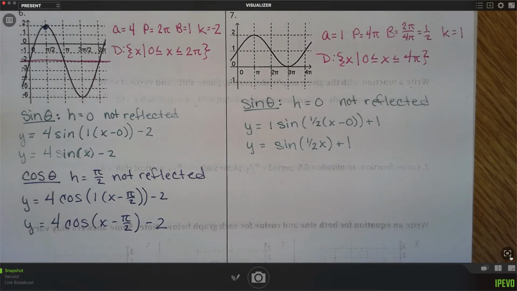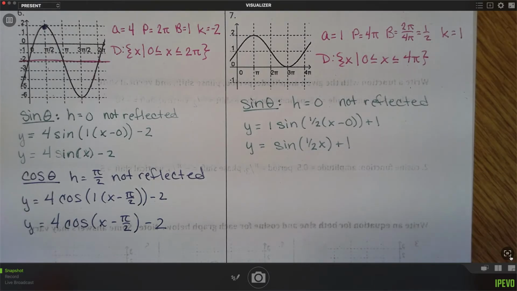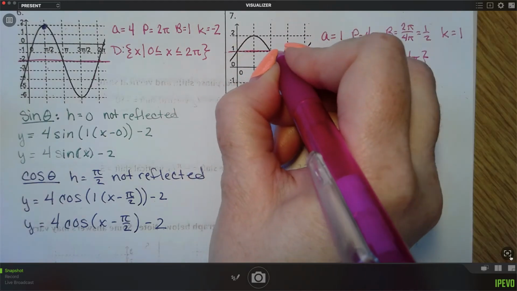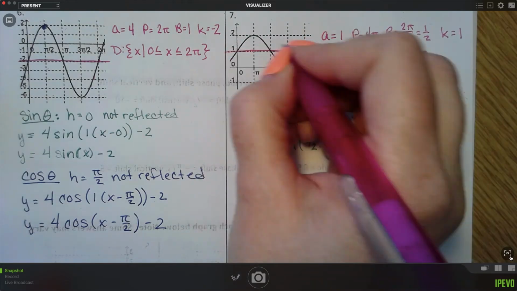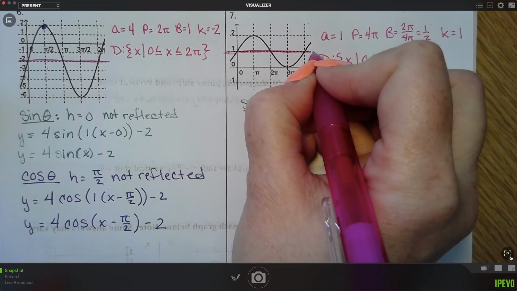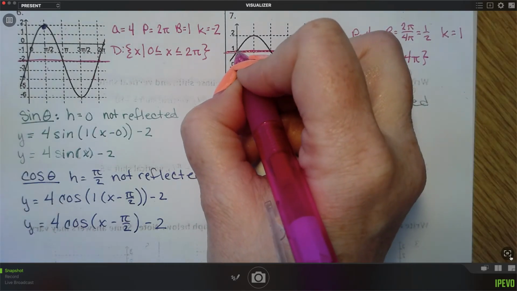Sadie, did you say no? Okay, Connor, what did you do? Did you do cosine? No, your k is 1. The k is the axis. The h is the left to right movement. So this is your new x-axis, and sine is starting right here.